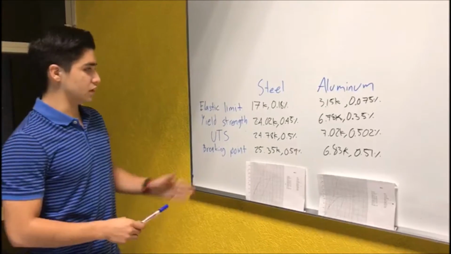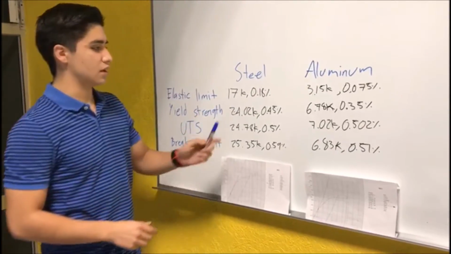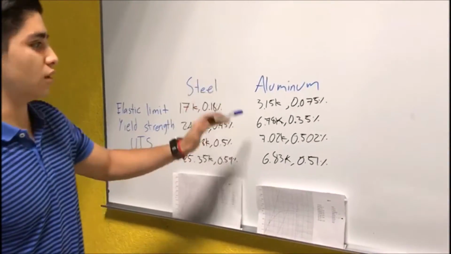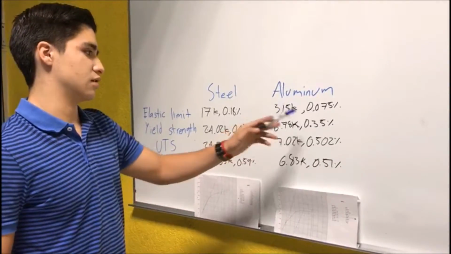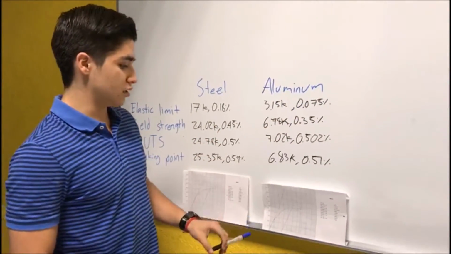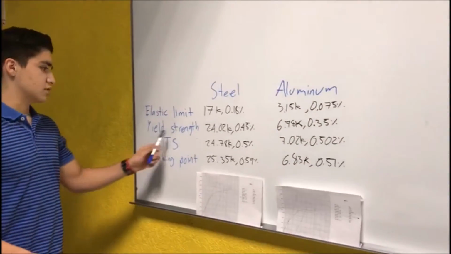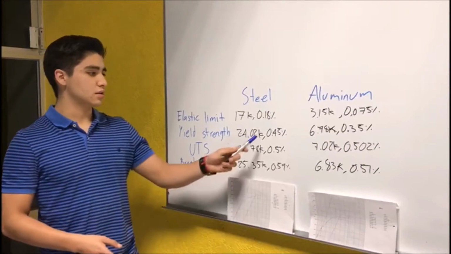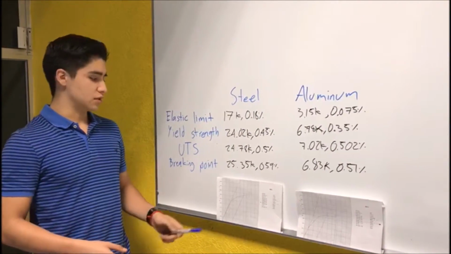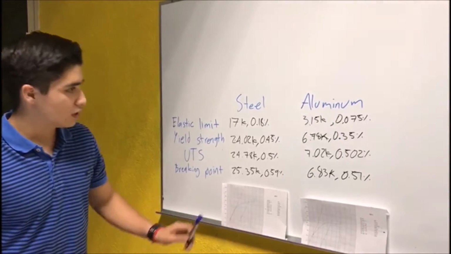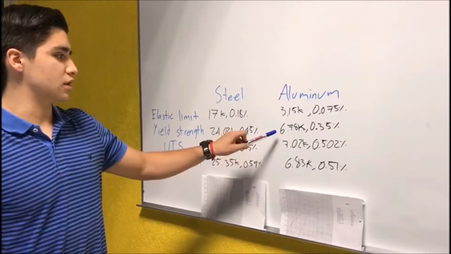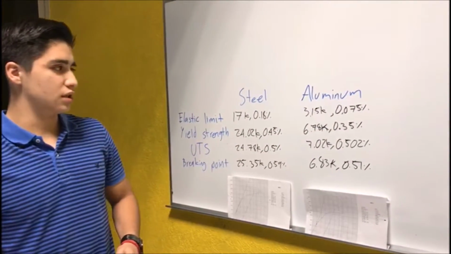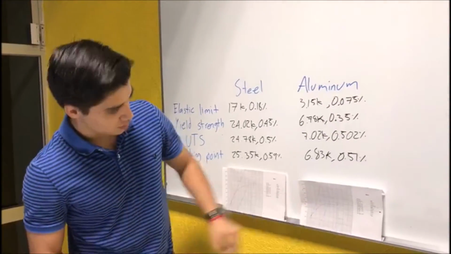With the graphs, analyzing this, we obtain these data. The elastic limit in the steel is located at 17K of load and 80% of the stress, that is right here, and in the aluminum it is lower, at 3.15K and 0.075% of the stress right here. The yield point in the steel was at 24.02K and 0.45% of the stress, that is right here, and in the aluminum the load was 6.78K and 0.35% of the stress right here.